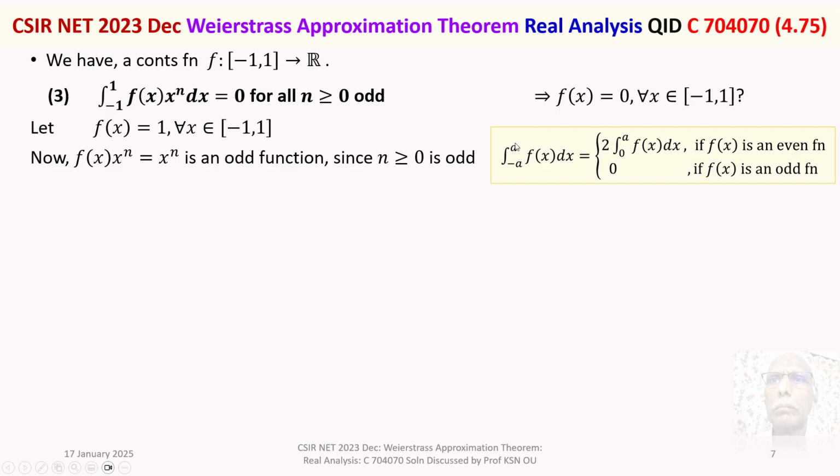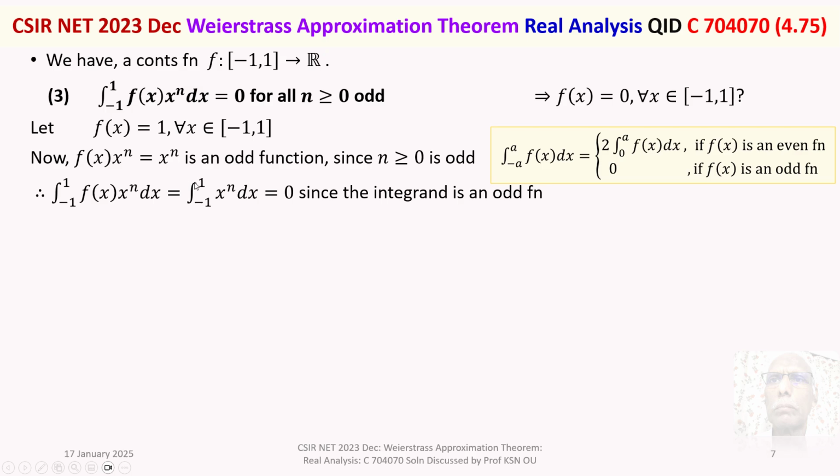Now, recall this result from the integral calculus. Integral -a to +a, definite integral f of x dx is equal to 2 times integral 0 to a f of x dx if f of x is an even function, and is equal to 0 if f of x is an odd function. Now, integral -1 to +1 f of x into x to the power of n dx will be integral -1 to +1 of x to the power of n dx. But x to the power of n is an odd function, therefore it is equal to 0. So, integral -1 to +1 f of x into x to the power of n dx is 0.